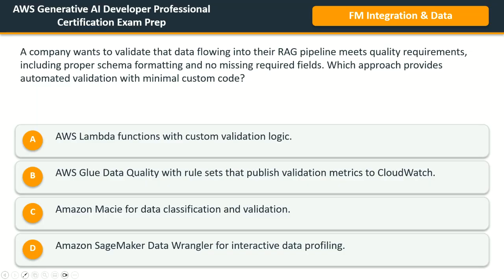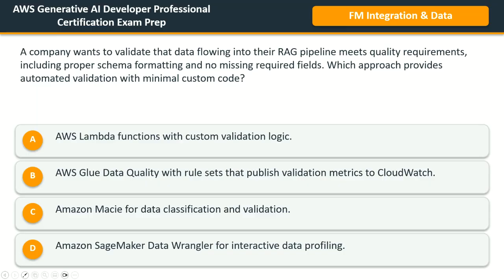Option C, Amazon Macie for data classification and validation. Option D, Amazon SageMaker Data Wrangler for interactive data profiling. The correct answer is B. This question is asking for three things: automated validation, schema and completeness checks, and minimal custom code. That should push you toward a managed declarative quality service.